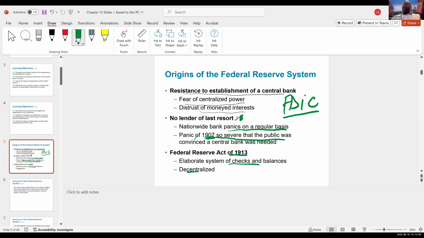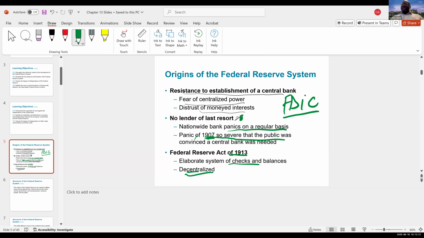So when they formed the U.S. central bank, they didn't form it on a centralized system like other central banks of other countries we see. They formed it on a decentralized system. What do I mean by a decentralized system? They created it that way because Americans hated the idea of centralization of power in Washington, D.C.